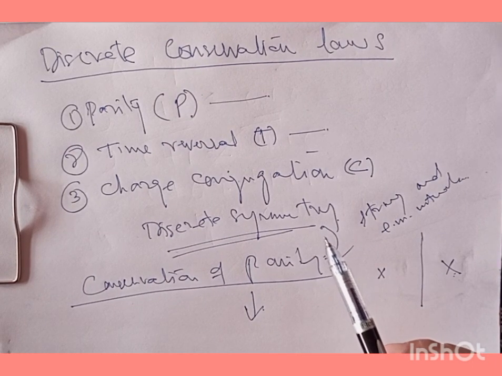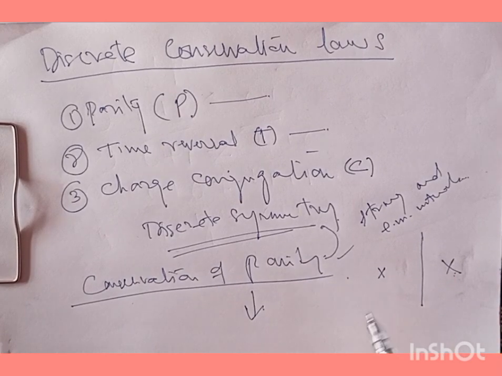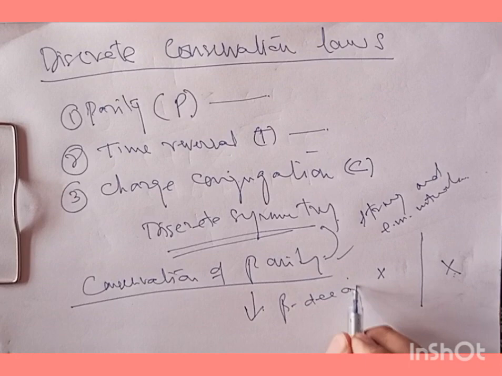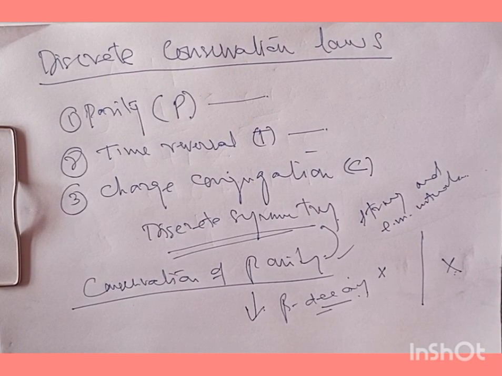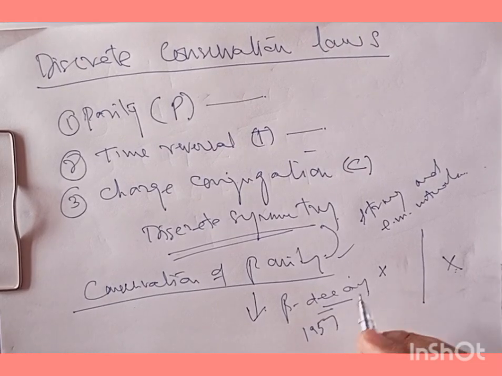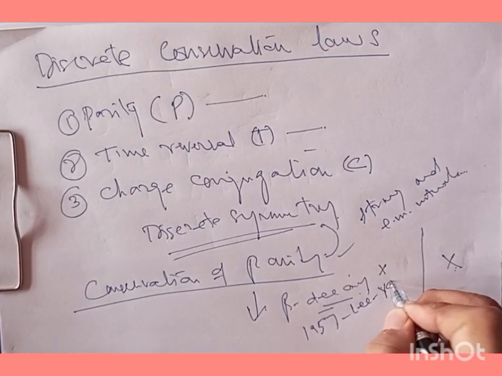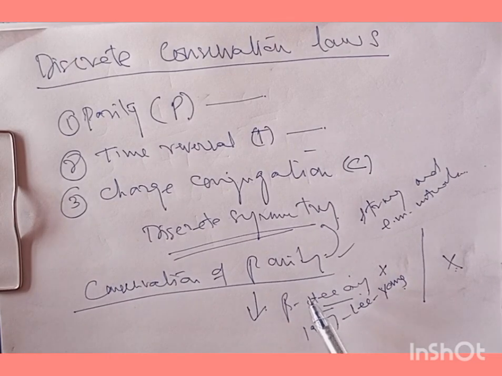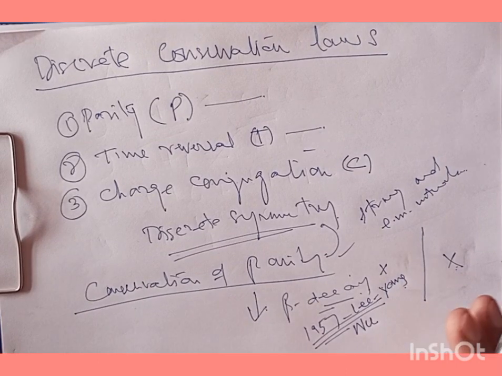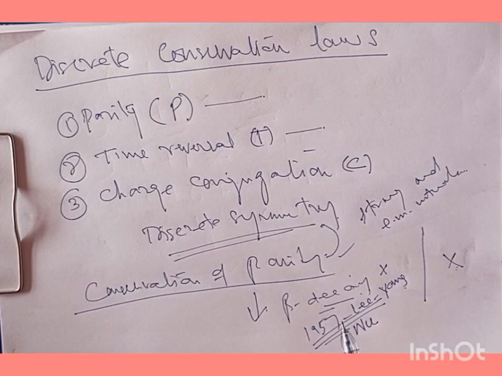It's also true at the same time that parity is not conserved in beta decay. It was probably in 1957 that Lee and Yang proposed that parity is not conserved in beta decay, that is, conservation of parity fails when it comes to weak interactions like beta decay.